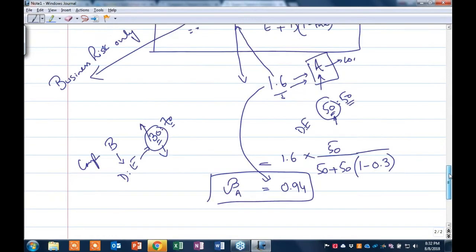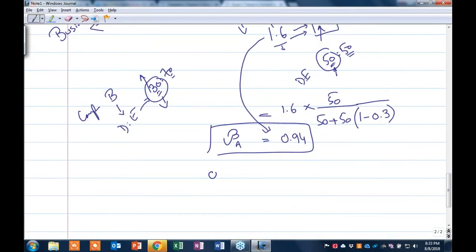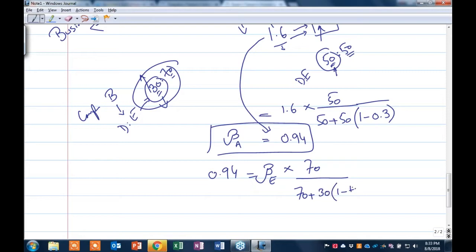So we'll use the same formula again, but this time we have the asset beta. So in place of asset beta, we'll write 0.94. And now we are calculating our equity beta, which will be showing our financial risk. So we must use the debt to equity ratio of our company, this one now. So it will be 70 divided by 70 plus 30 into 1 minus 0.3. So what we are doing is we are re-gearing this beta to incorporate our financial risk into this beta value.